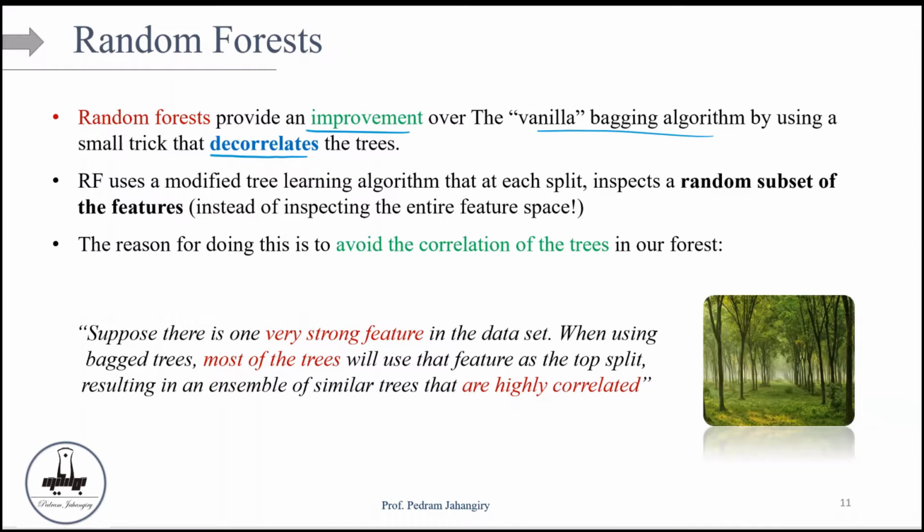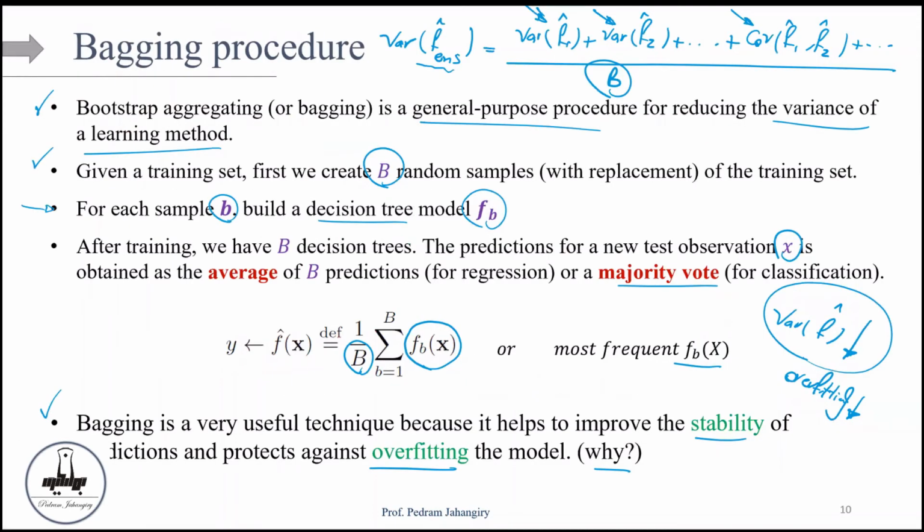So why do we care about the decorrelation of the trees? Going back to the previous slide, look at that. If somehow I can reduce the covariance between these trees, the ensemble variance is going to shrink even further. So that's the advantage of random forest over bagging. We're going to use a trick that enables us to reduce these covariance terms, and it's a good thing because it's going to reduce our ensemble method variance more compared to bagging.